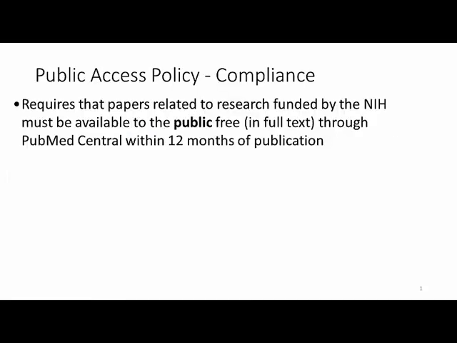So the rule is that it's 12 months after the journal article is published in a journal. In PubMed, you may have seen EPUB ahead of print. We're not talking about that. That's an early release. We're talking about when it actually has volume, issue, and page number. That's when the 12-month clock starts ticking.